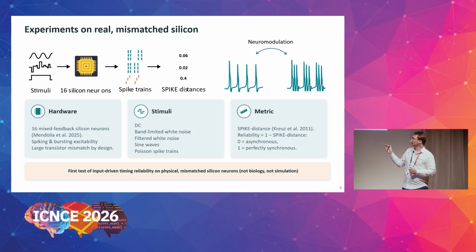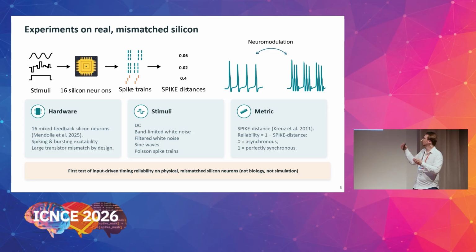And we tested a bunch of different stimuli. We had the DC stimulus as a baseline, but we also used band-limited white noise, filtered white noise, sine waves, Poisson spike trains, all kinds of signals that have some kind of richness in their frequency contents. And to characterize the reliability across trials and across neurons, we use a metric called the spike distance, which tells you how close two spike trains are to one another.